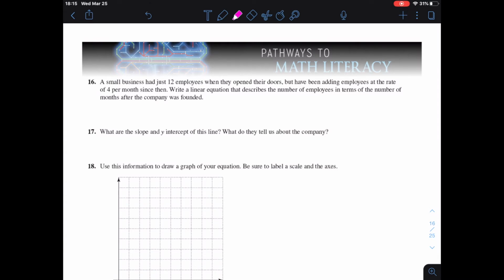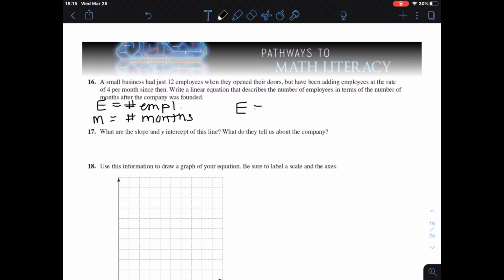A small business had just 12 employees when they opened their doors, but has been adding employees at a rate of 4 per month since then. We want to write an equation that describes the number of employees in terms of the number of months after the company was founded. So we've got a few unknowns. We have the number of employees, so let's call that E. And then the rate deals with months, so let's let M equal the number of months since the opening.